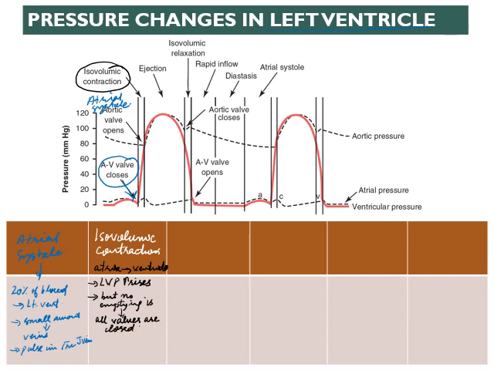That's why this phase is called isovolumic contraction or isometric contraction. It is so called because tension increases during this phase, but there is no shortening.